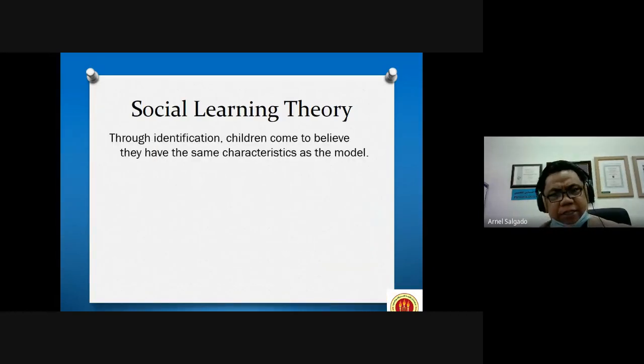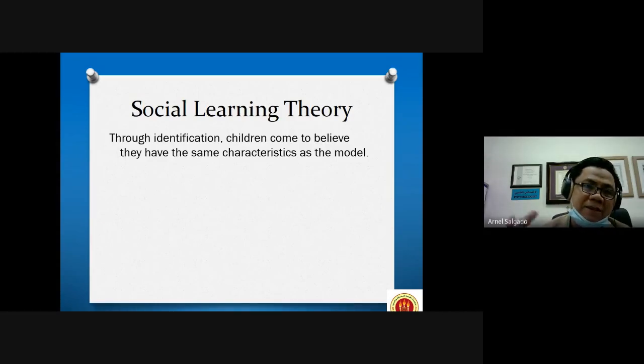Now take note of this. Through identification, children come to believe that they have the same characteristics as the model, and actually display that in their lifetime. They display that in their lifetime. That's the reason why, as of now, I'm going to tell you, your next assignment will be like that. I'm going to teach you the next assignment next semester. It will be easier. There are teachers that you remember.